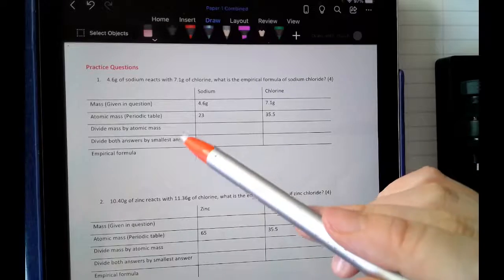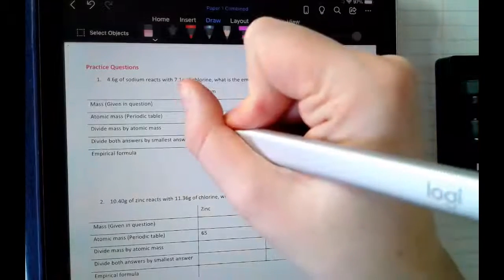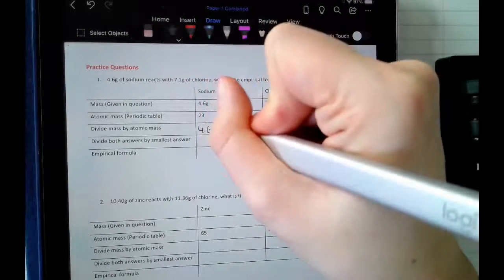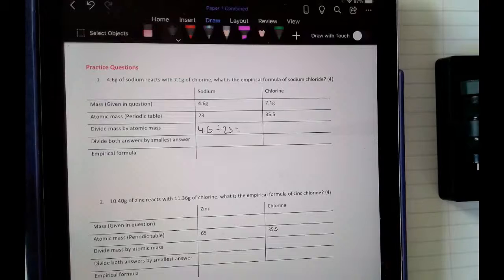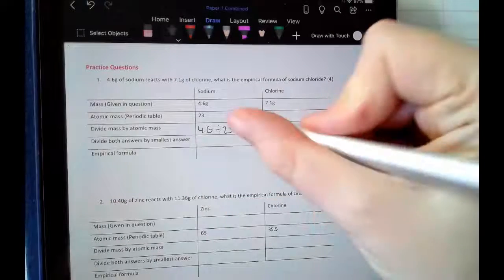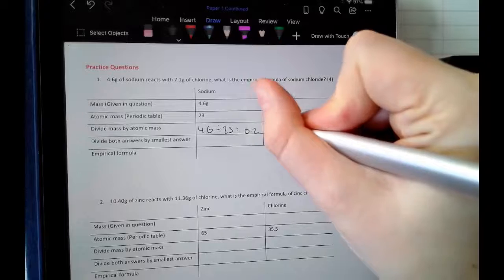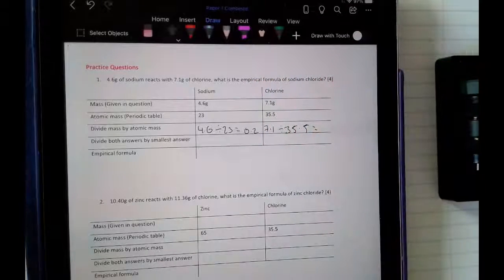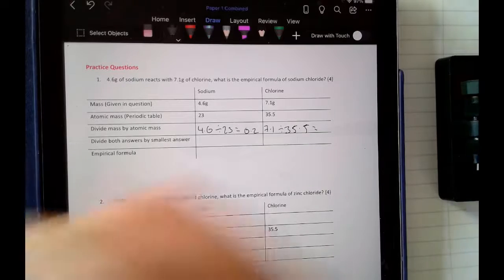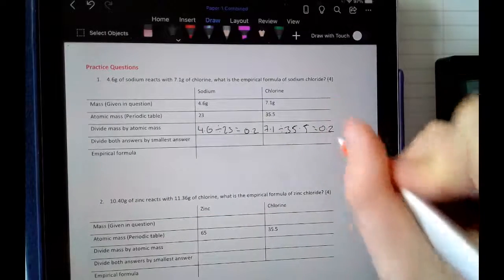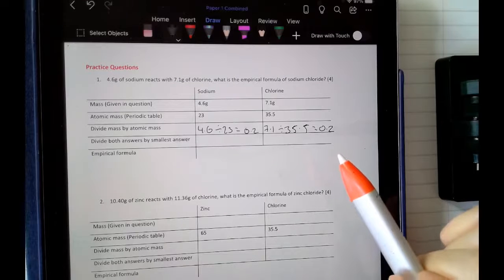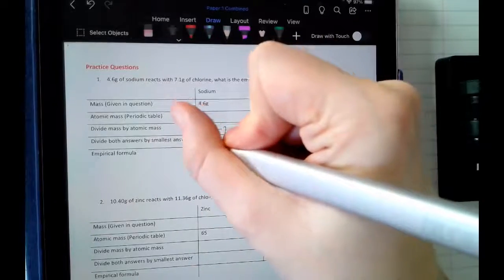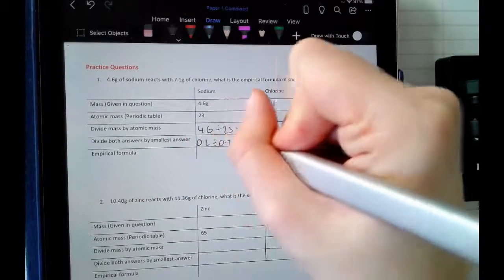To find moles, you divide mass by atomic mass. That's going to be 4.6 divided by 23, which works out as 0.2. And then on the other side, I've got 7.1 divided by 35.5. So it's just top line divided by second line, just like we had before. And that also works out as 0.2. In this case, both of your numbers are the same, so the ratio is going to be 1:1. But if you can't spot that, you can divide both numbers by 0.2.